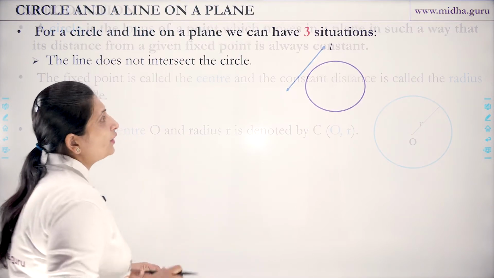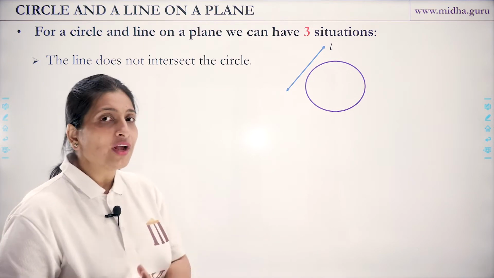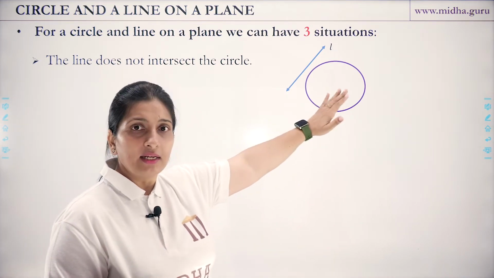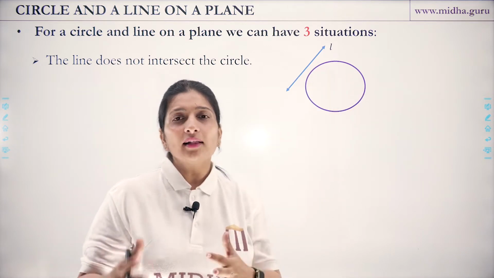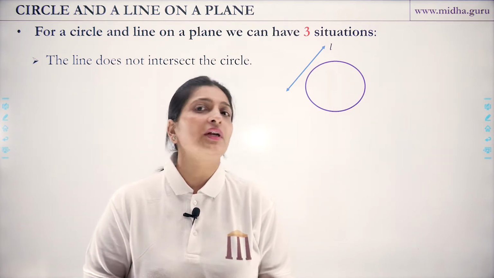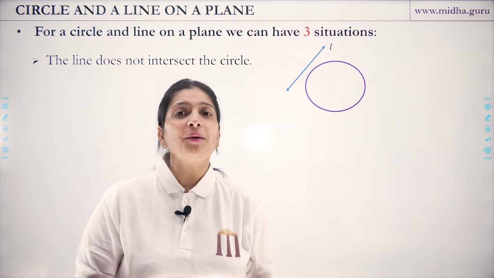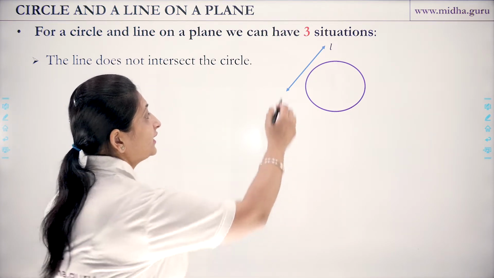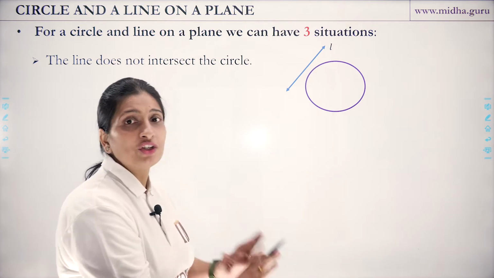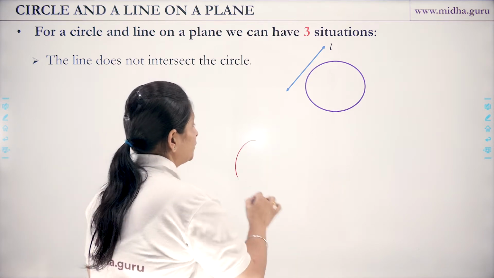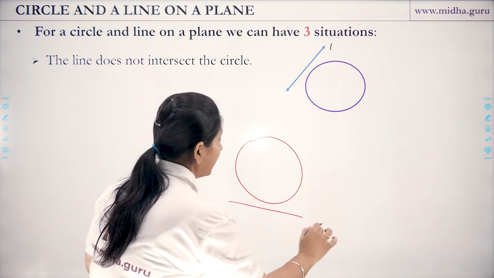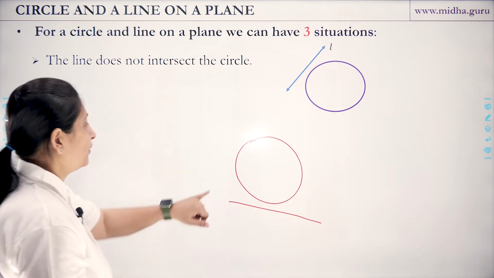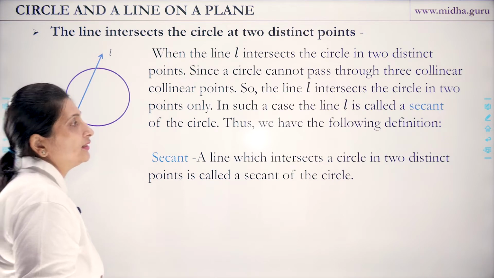Now, to understand what a tangent is, we are going to take a circle and a line. We'll draw a circle and a line. What are the possible situations which will arise? There will be three possibilities. First possibility will be that this line will not touch the circle at all. We draw a circle and a line, and this line is not going to touch the circle at all. This will not intersect the circle.